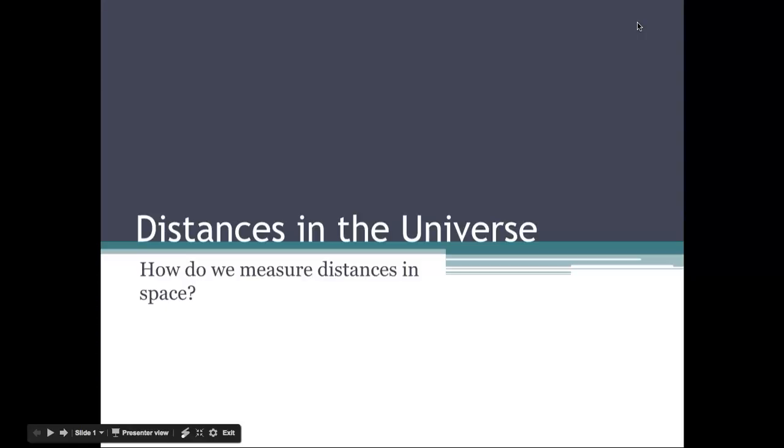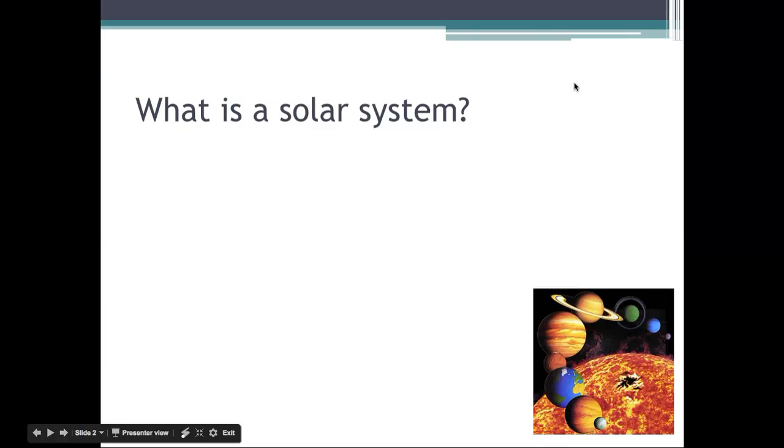All right, ladies and gentlemen, today we're going to talk about distances in the universe. And the essential question for these notes is, how do we measure distances in space? So we're going to start by talking about our neighborhood, which is our solar system. You can think of your house as planet Earth, and your neighborhood, or the other people that live nearby on your street, as the solar system.